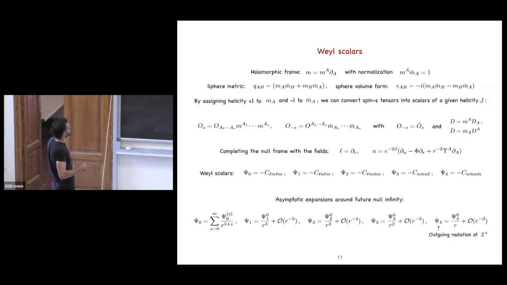If you associate a given helicity to the M and the opposite helicity to the M bar, then you can convert these tensors into scalars, and this S here is the helicity of the scalar. So now you have two labels: the conformal weight and the helicity. And then you complete the null frame with these extra two fields to compute the Weyl scalars. And again, assuming that the Peeling theorem is valid at null infinity, this is the leading order expansion of these scalars. And this is going to be the object where all these higher spin charges lie.